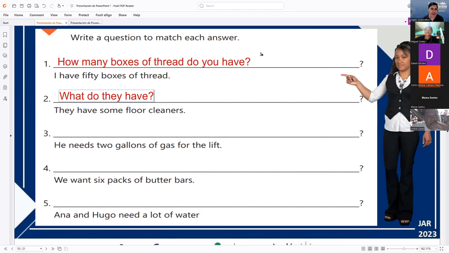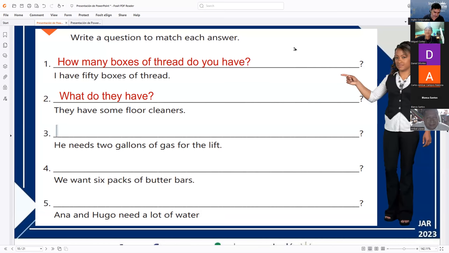Maybe. What do they have? They have some floor cleaners. What about number three? He needs 2 gallons of gas for the lift. So now, yes, you can make the same question as in number one. What question can we make?